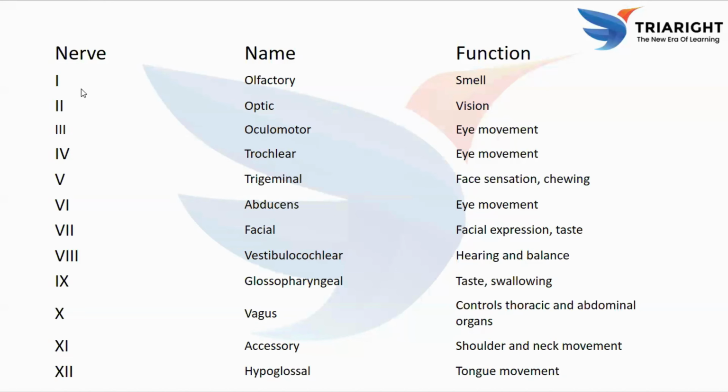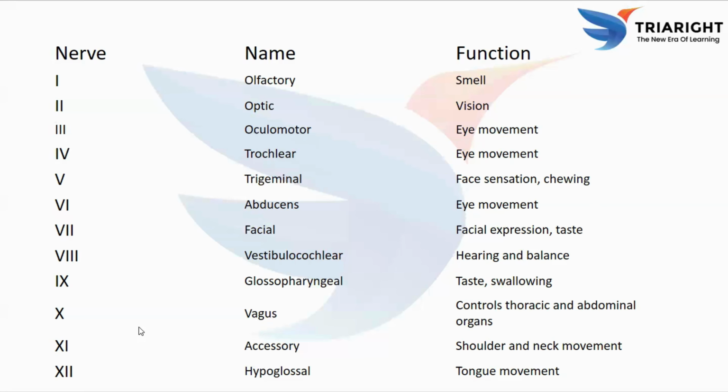The first cranial nerve is the olfactory nerve. What is the function of the olfactory nerve? It helps in smell. The second cranial nerve is the optic nerve. It helps in vision. The third cranial nerve is the oculomotor nerve. It helps in eye movement. The fourth cranial nerve is the trochlear nerve. It also helps in eye movement. And the sixth nerve also helps in eye movement. The seventh nerve is the facial nerve. It plays a role in facial expression and taste.